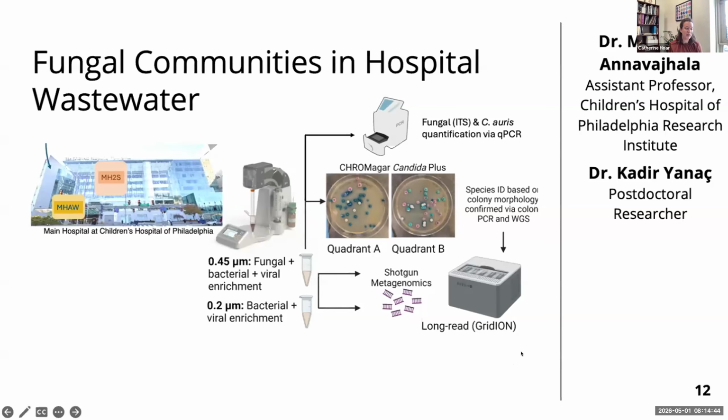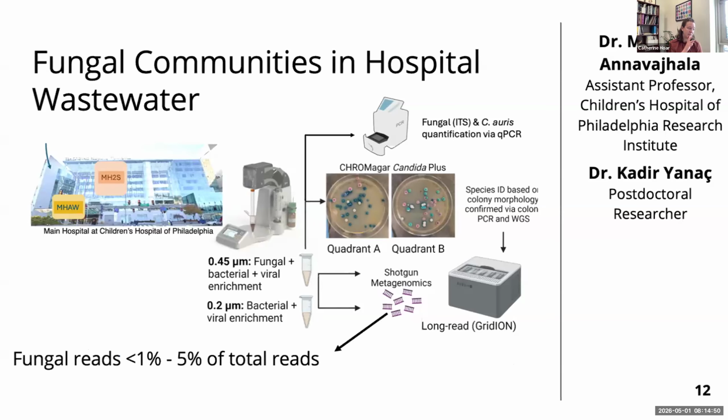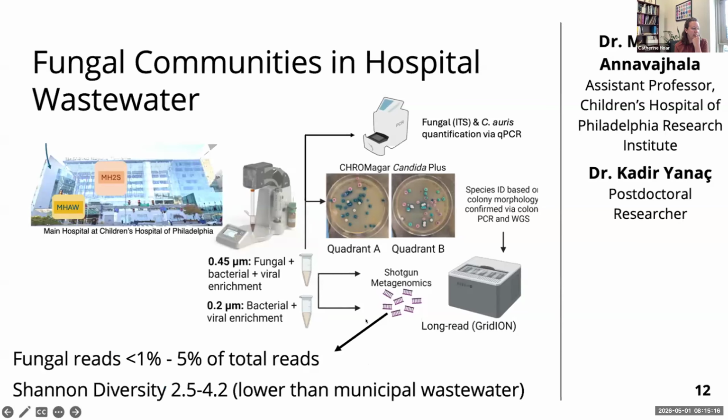What we've found when comparing our municipal samples with the hospital wastewater samples is that in hospital samples, we're finding between 1% and 5% of total reads are fungal reads. So comparable, but maybe a bit more, at least based on fungal DNA mass, which is maybe not the best comparison, but definitely fungal DNA makes up a small portion of the total DNA. We also found that alpha diversity in municipal wastewater is a bit higher than what we're finding in hospital wastewater, which is perhaps expected.